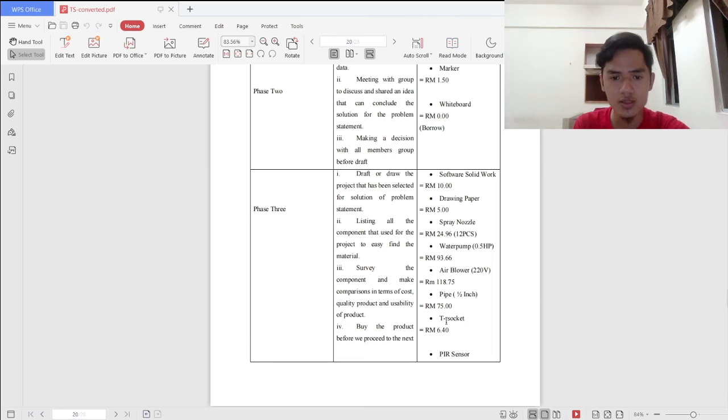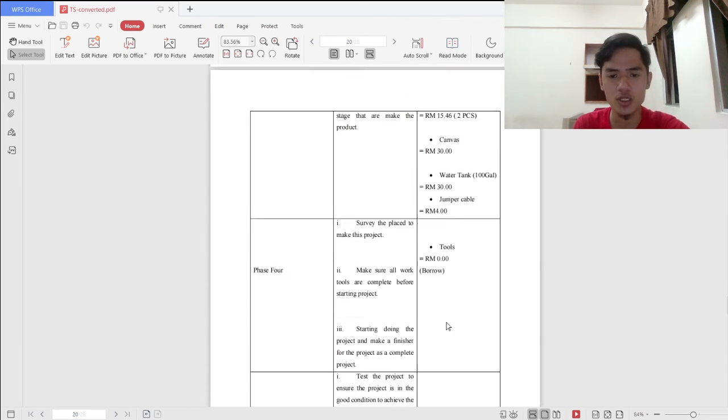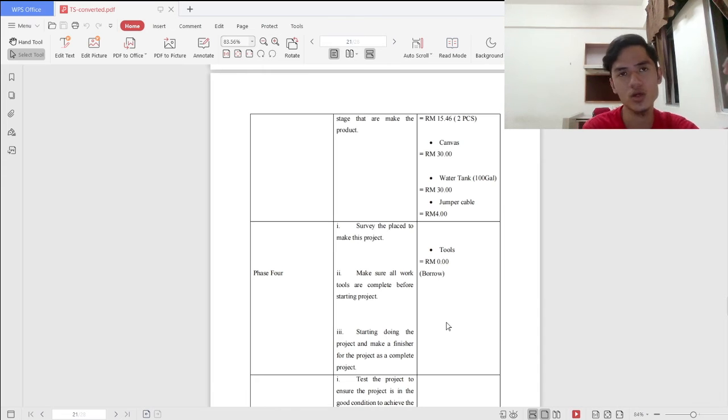Then we are surveying the components and making a comparison in terms of cost, quality of product and usability of product. In terms of cost, we are looking to buy the components at a cheap, reasonable price, not a high price, just for valuable equipment we have to use. We buy the product before we proceed to the next stage of making it, and before we make the product, we have to think through all the things.